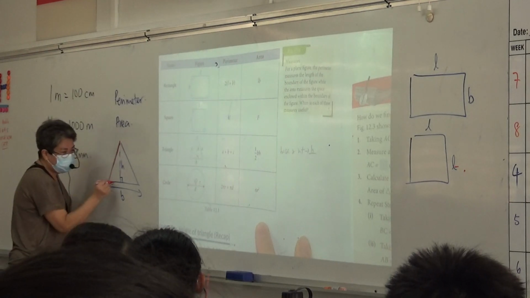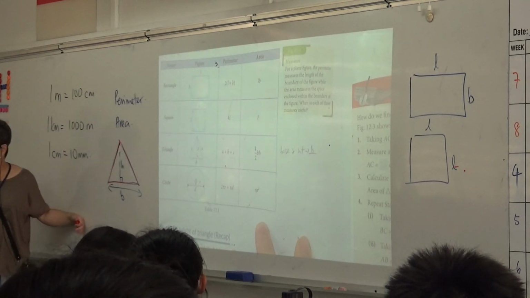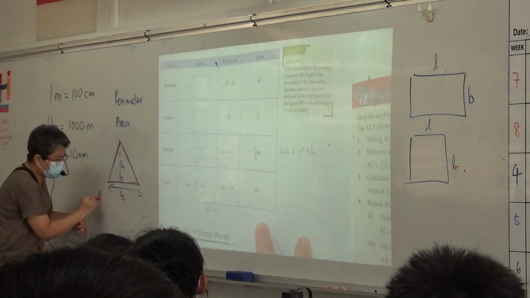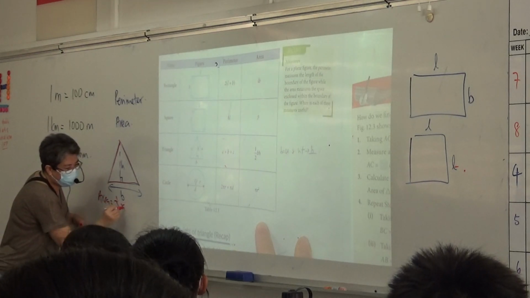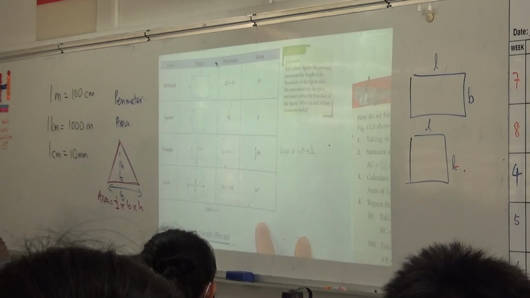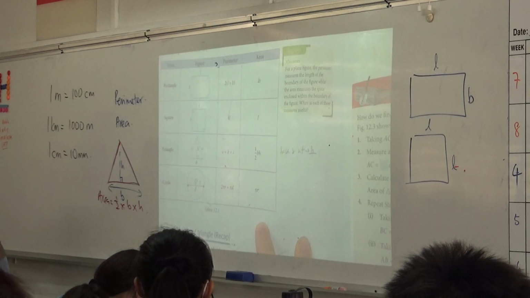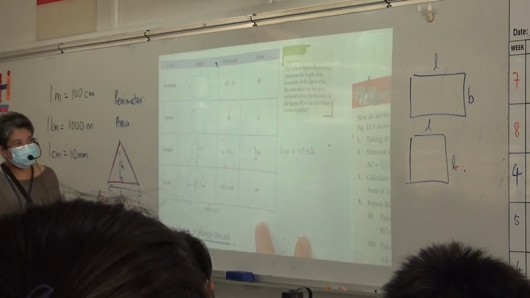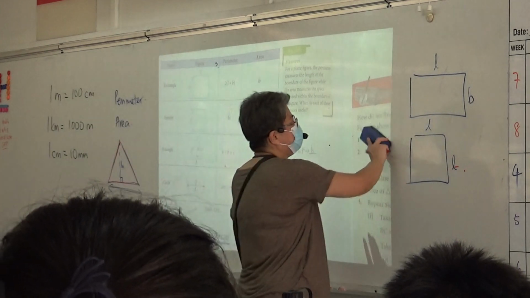So, can you tell me how to find the perimeter of this triangle? I need to add up these three lengths, right? Correct. What is the area of this triangle? Half times base times height, right? There's a half. Primary school will have that. Correct.